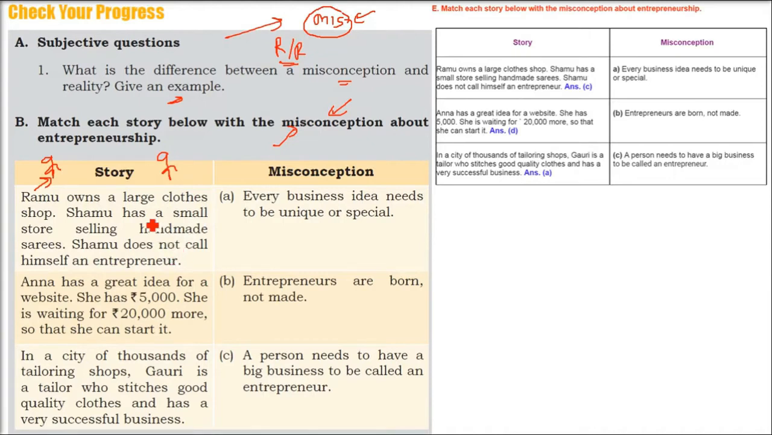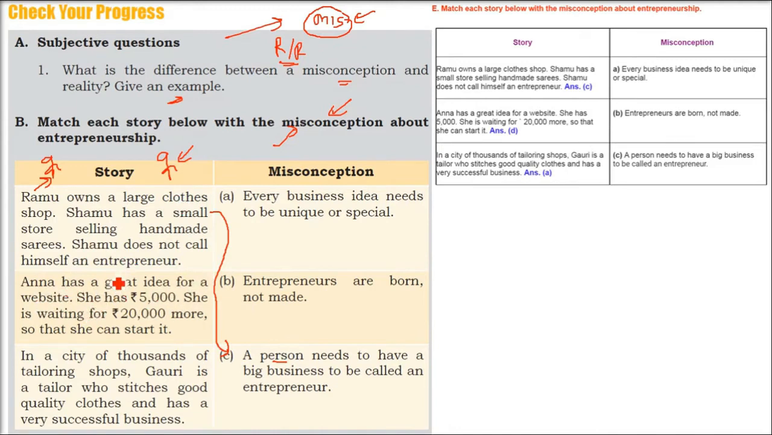But Shamu is an entrepreneur. He cannot say that he is not an entrepreneur, because a person needs to have a big business to be called an entrepreneur. This is a misconception. Even if you have a small business and you're working hard, making it successful with your hard work and all the qualities you possess, you are also an entrepreneur.